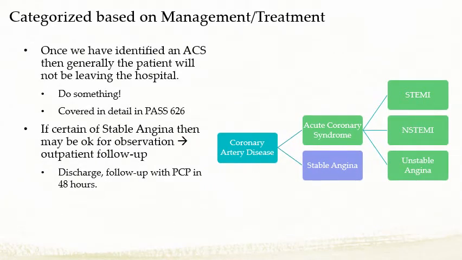Again, to reiterate, the basic thing that we're going to be talking about today is once you identify a patient with ACS, now you're on a different route, right? Patients can be staying in the ER or in the hospital admitted, and something's going to happen with that patient, generally with cardiology. So with ACS, you've got to do something. If you're certain that the patient just has stable angina, then it may be okay to just follow them up for observation in the ER and then for outpatient care afterward. So discharge and follow up with their PCP within 48 hours. And that's what we're going to talk about.